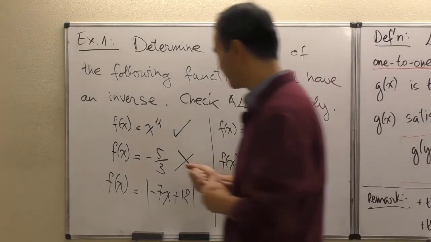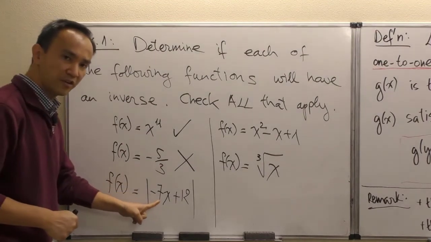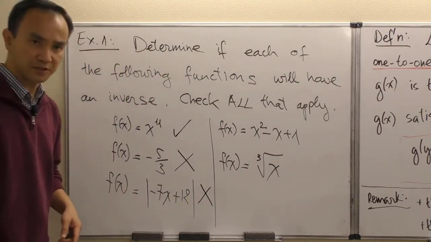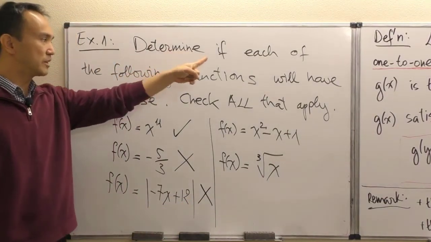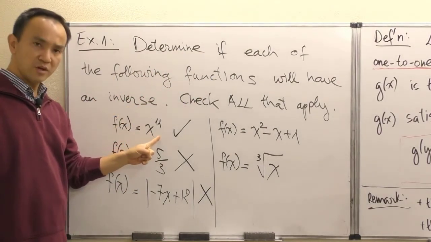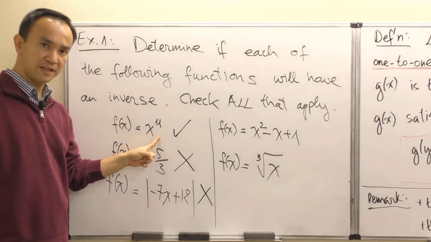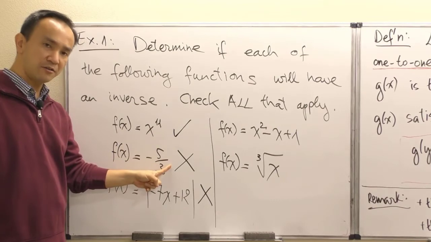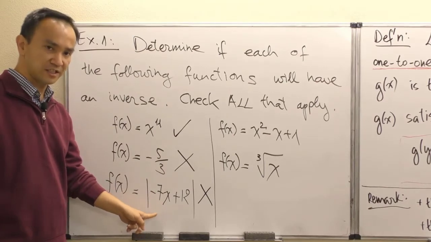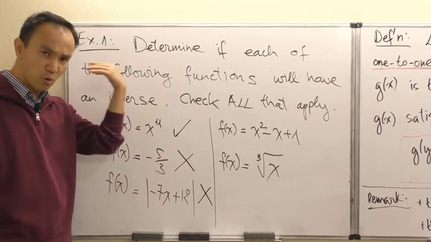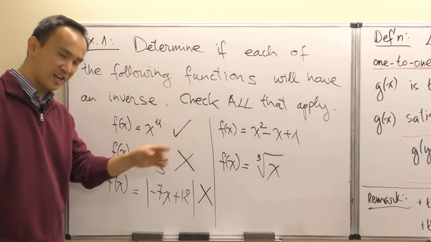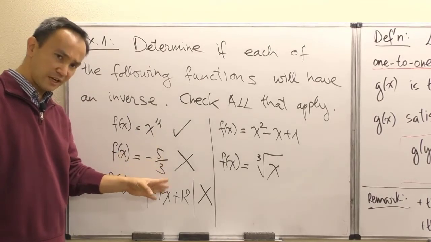So in that way, f of x equals absolute value of minus 7x plus 12 will not have an inverse function, because we want to determine if each of the following functions will have an inverse. The first one will have an inverse because it's one-to-one. We verified that through the horizontal line test. The second one failed because it's not one-to-one. We saw that on the graph. The third one just now also failed because it's not a one-to-one function. Being one-to-one means it will have an inverse, and the other way around. Having an inverse also means the function has to be one-to-one. That's the only criterion to check.